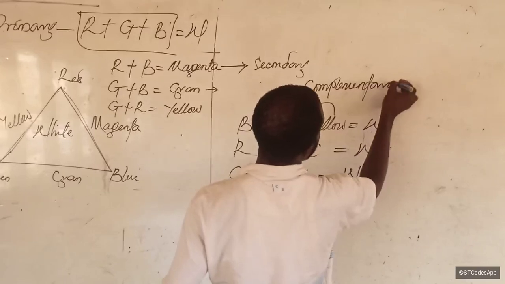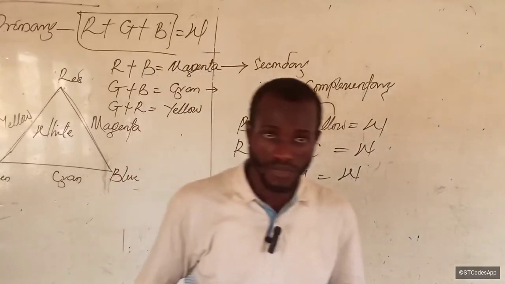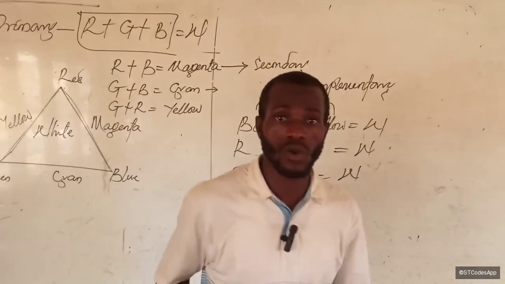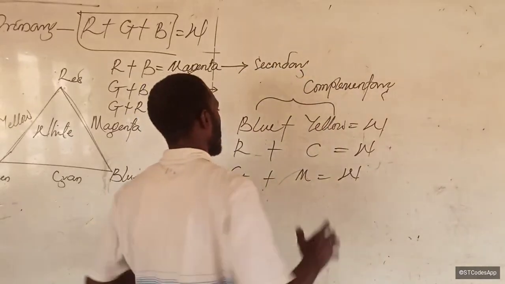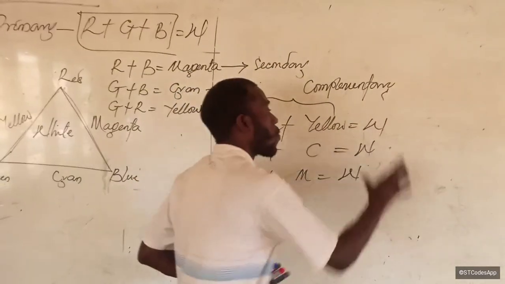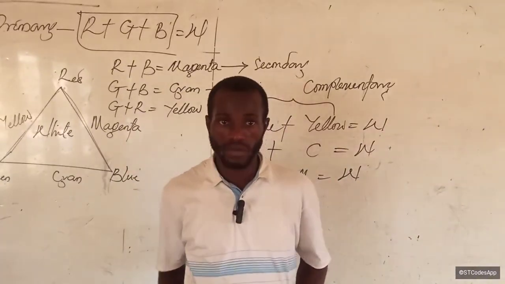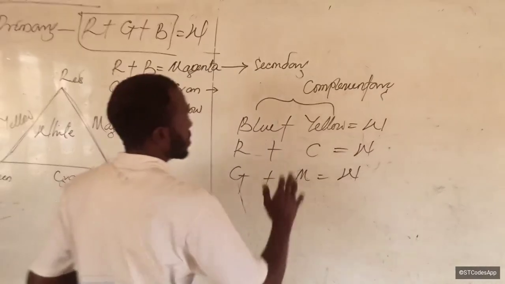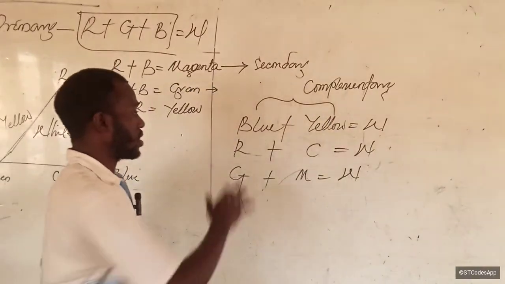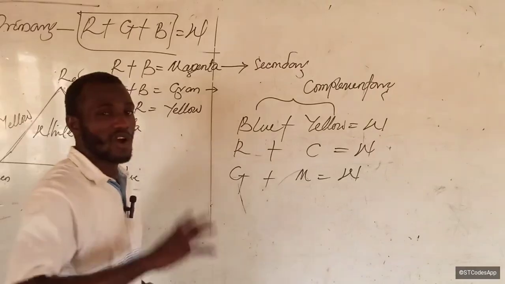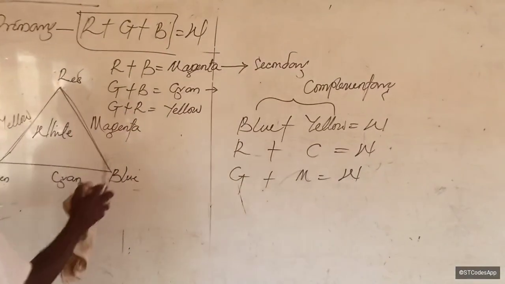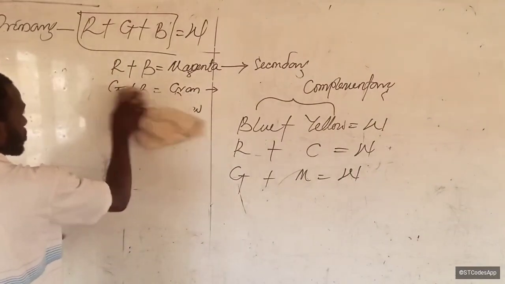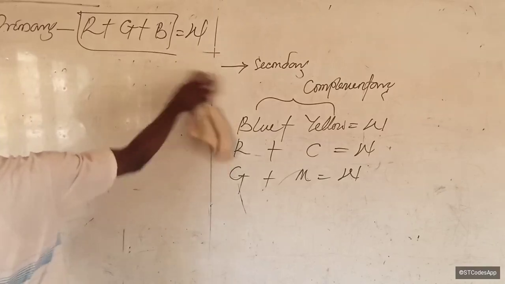So complementary colors are colors that, when you add them together, always comprise a secondary color and a primary color. When you add them together, they always give you white, as long as you combine them in the right intensity. So this pair will give us white, and these pairs will give us white. When two colors add up to give us white light, they are said to be complementary colors.